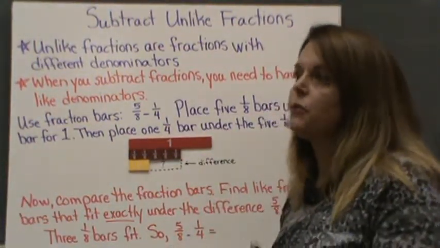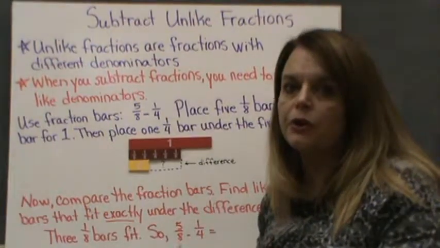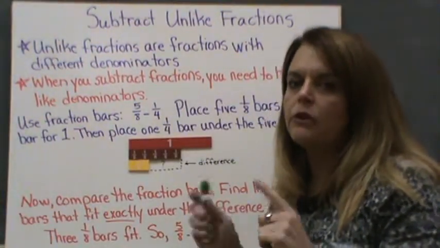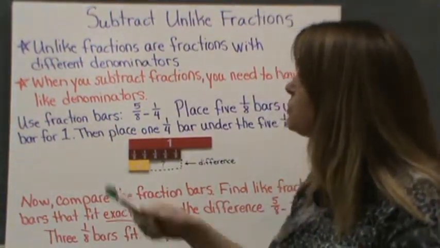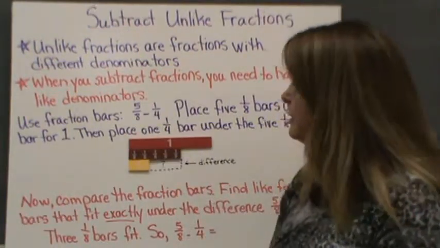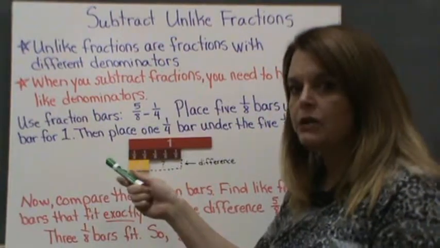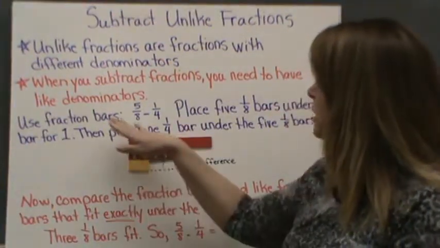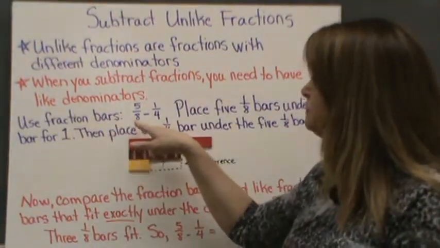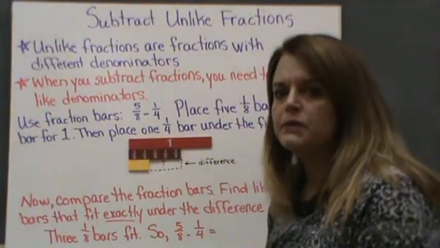You can't do 1/6 minus 2/3 without finding a denominator that's common to both of those fractions because they are unlike. One way we can do this is to use your fraction bars. So let's say my first equation is 5/8 minus 1/4.